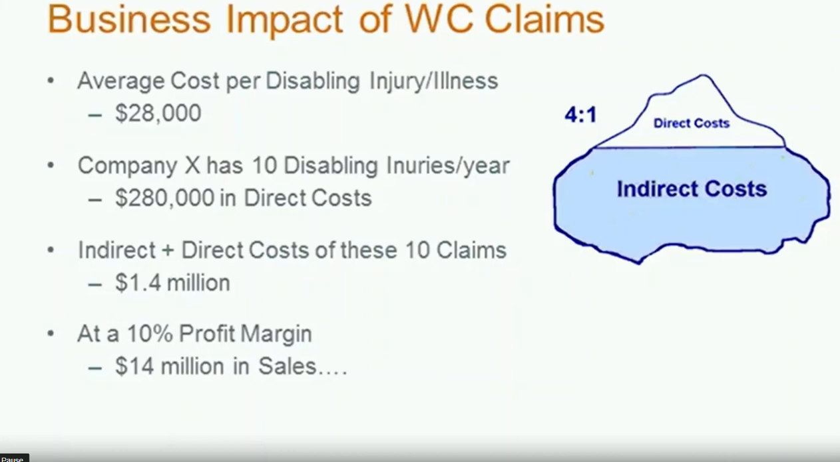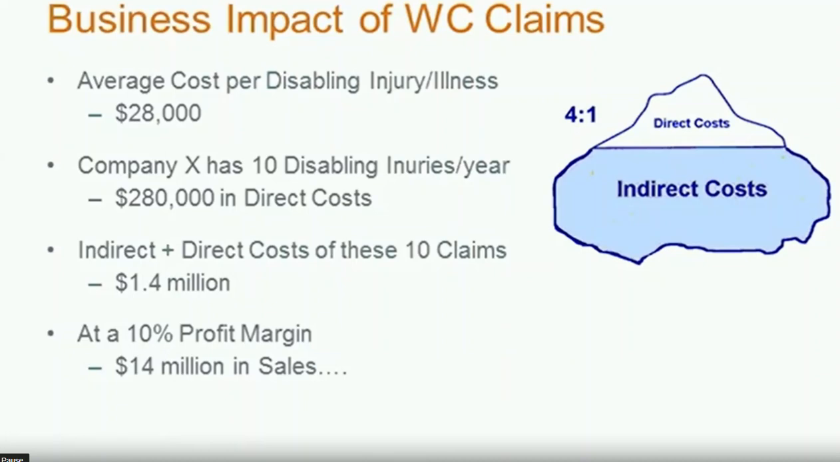per disabling injury being about $28,000, if a company has 10 of those a year, for some organizations that won't seem like a lot. We'd hope to see them a lot smaller. That cost on a direct basis is $280,000. That's a number that they're going to see on some pages, and they're going to be able to realize right offhand. Now, remember that 4-to-1 ratio.